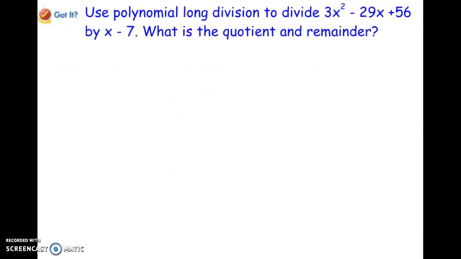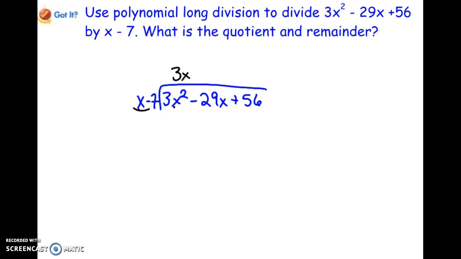Use polynomial long division to divide 3x squared minus 29x plus 56 by x minus 7. And again, we just keep looking at this first number. What do I have to multiply x by to make it exactly 3x squared? And the answer is 3x. So distribute. 3x times x is 3x squared. 3x times negative 7 is negative 21x.